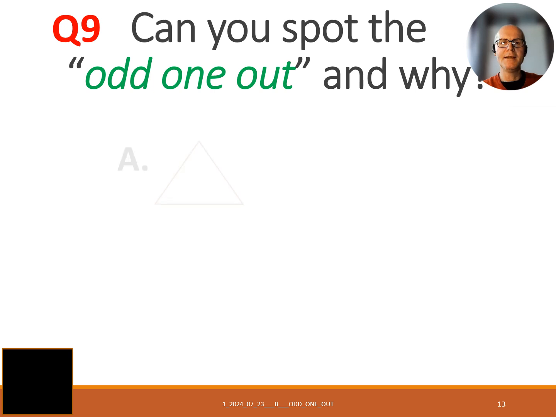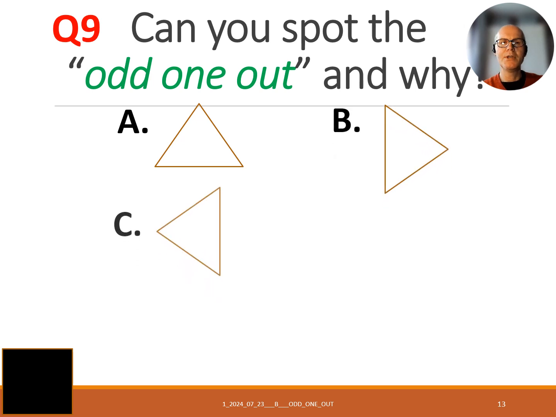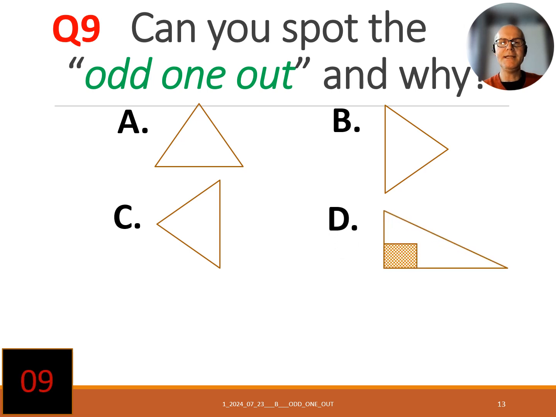Question 9. A. This triangle. B. This triangle. C. This triangle. And D. This triangle. Which one is the odd one out of these 4 triangles, based on the information which is provided in the diagrams?